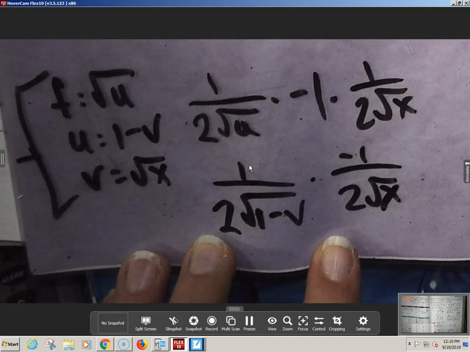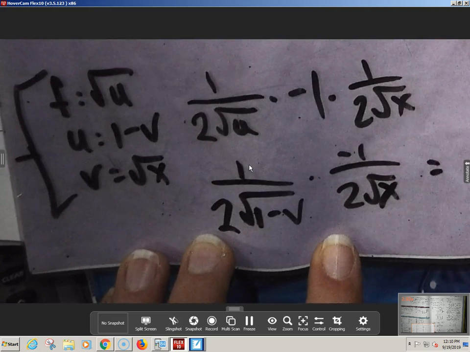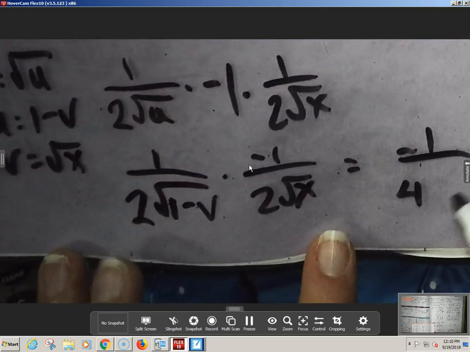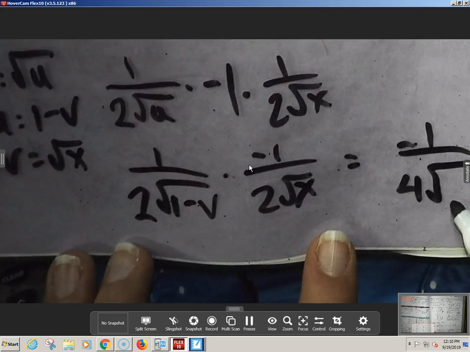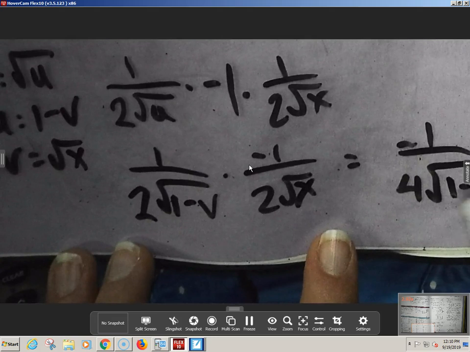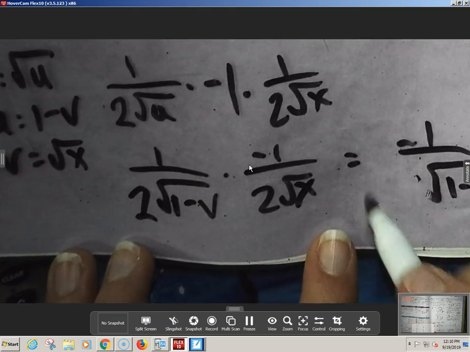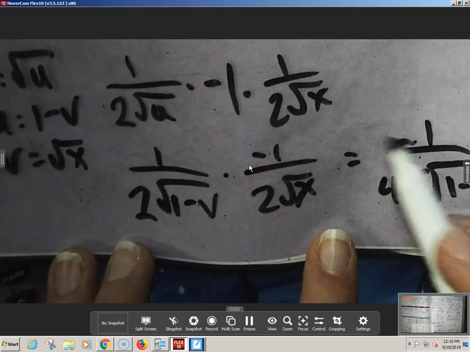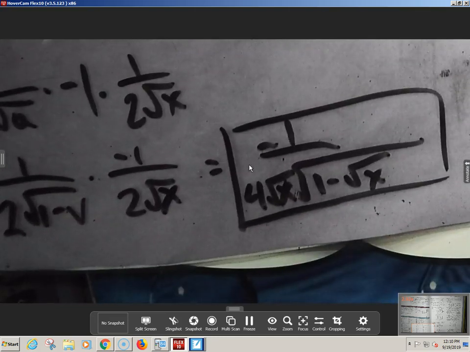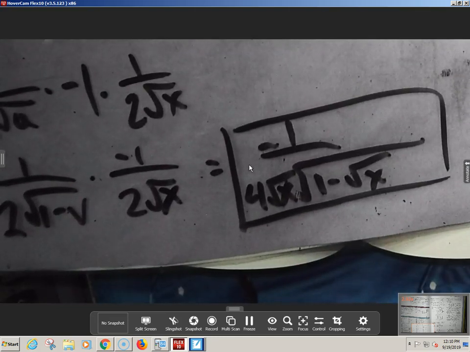But I have to go ahead and plug in v, and v is square root of x, so that would be negative 1 over 4 square root of 1 minus root x, all times a root x, which I'm just going to put in front. Okay. That's the explicit form where I have it totally in terms of x.